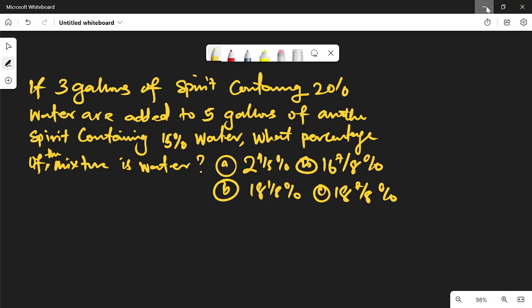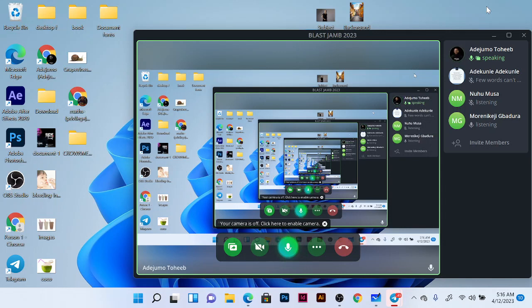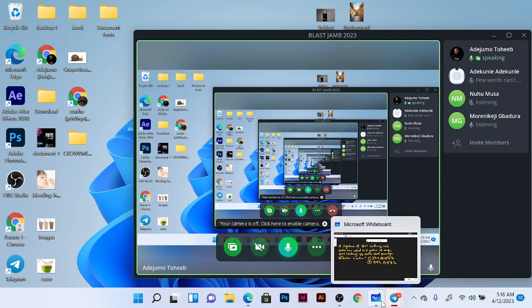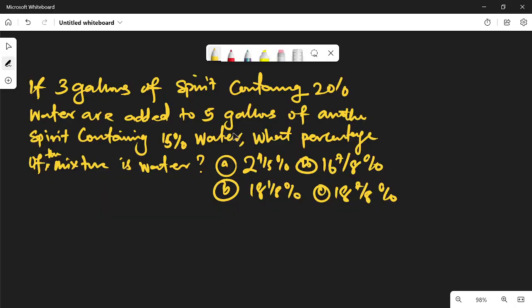So these are questions that you need to master very well. They are very, very simple, but they can be tricky. The best way to do well in answering them is to know how to interpret very well. Let's take for instance, if 3 gallons of spirit contain 20% of water, that simply means 20% of 3, since the gallons of spirit there is 3.